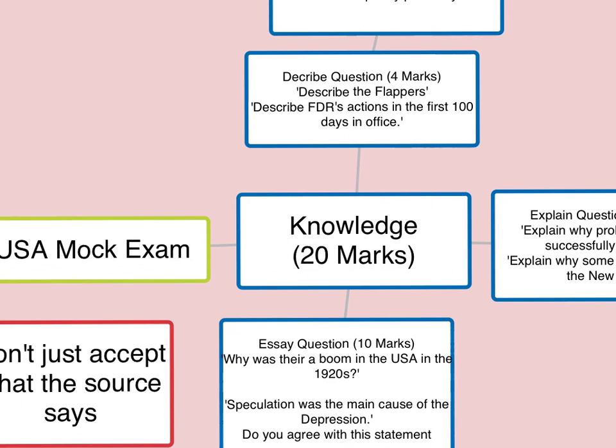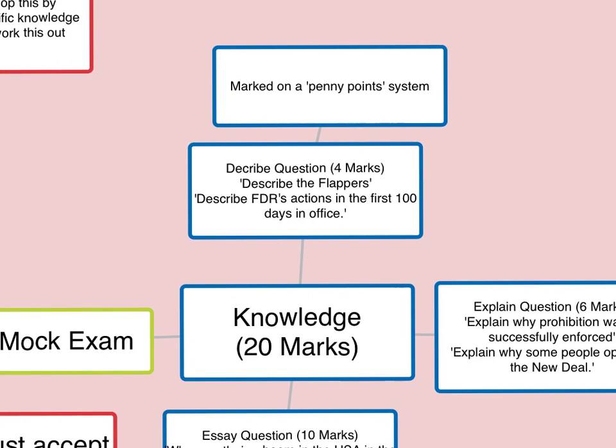Okay, let's start with the knowledge questions. Now these are just simple questions that don't require any sources or anything like that. Obviously the first type is a describe question for 4 marks. It's simply marked on what they call a point system. How many points have you written that are correct? Up to 4, you can get 4 marks. If you only write 2 correct things, you're only going to get 2, and so on. So describe the flappers, describe FDR's actions in the first 100 days in office. Those are 2 good examples of the type of question you can get. Again, 4 marks, write 4 things. It's as simple as that.